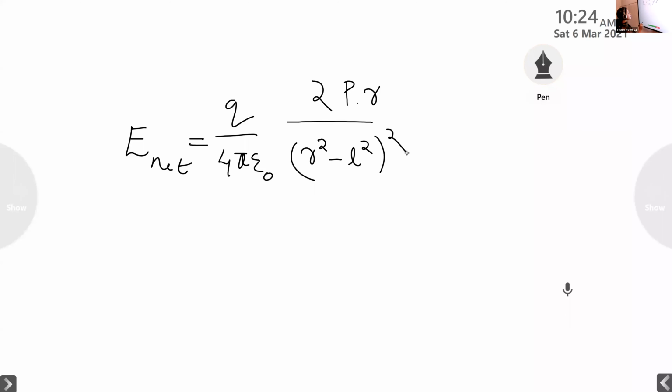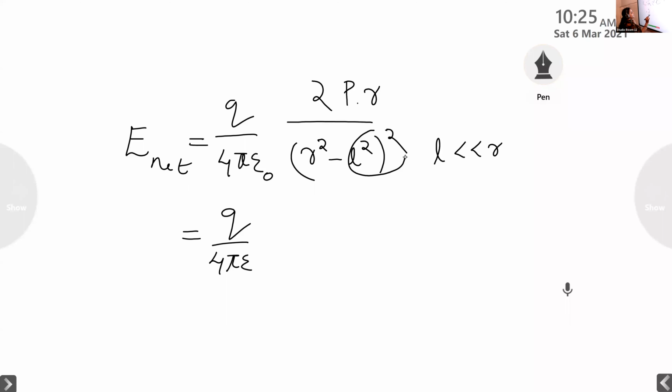So it becomes equal to Q divided by 4 pi epsilon 0. Before going to the next step, we already said that this distance r is very large compared to the length L, or vice versa. We can say that the length is very, very small compared to the distance r. So we can neglect this term L square, the whole square.